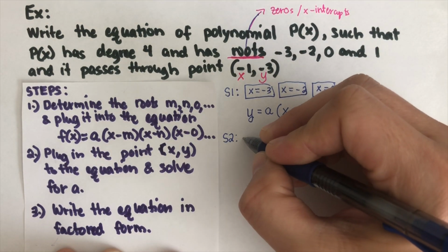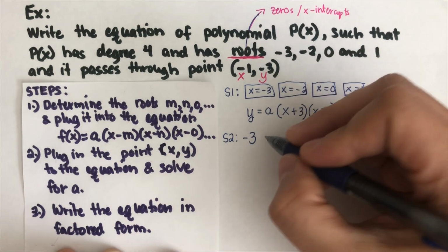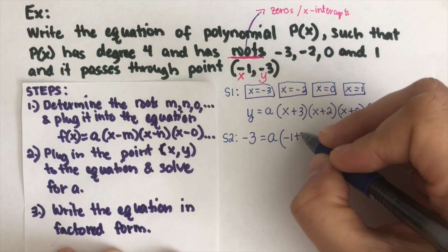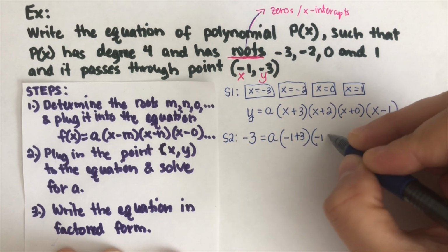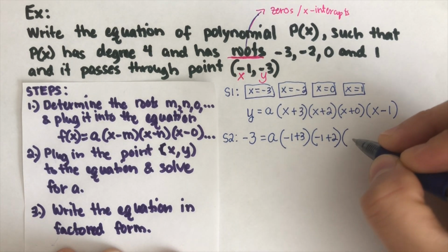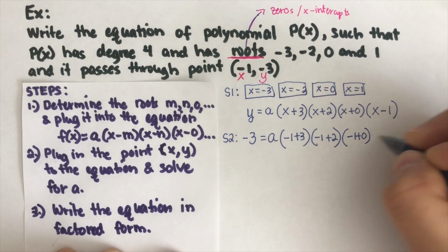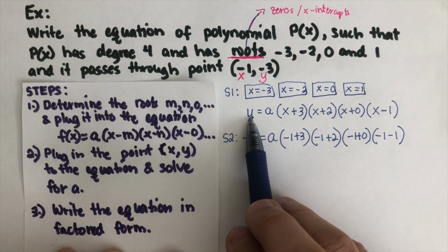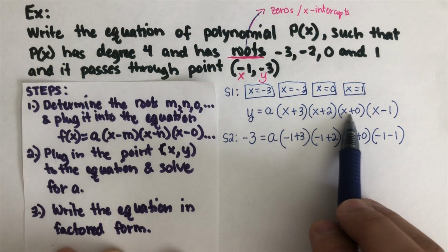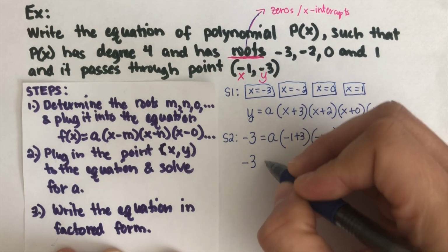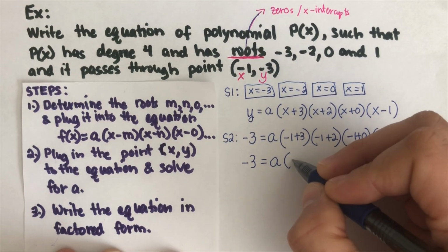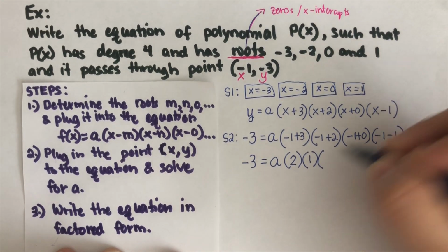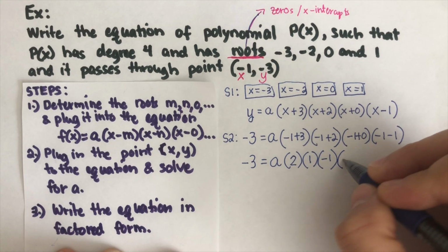So negative 3, which is y, equals a times: our x is negative 1 plus 3, negative 1 plus 2, negative 1 plus 0, and negative 1 minus 1. I've plugged the y and all of the x's in. So we get negative 3 equals a times positive 2, then positive 1, then negative 1, and then negative 2.